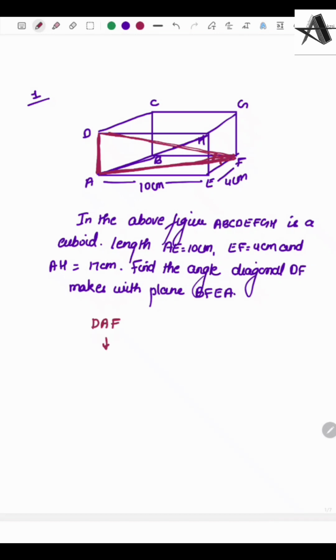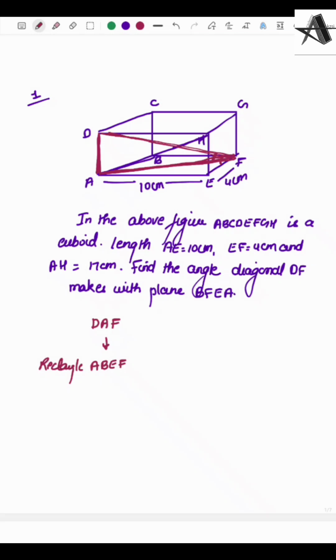So my focus is triangle DAF. If I want to calculate this angle, I should know any two sides, so I can apply sine, cos or tan. AF is easier to calculate because for the base I have 10 and 4 centimeters. It's a cuboid, that means every face is rectangular in shape. So BFEA is a rectangle. We can calculate the diagonal. ABEF, taking the rectangle. How can I calculate the diagonal?